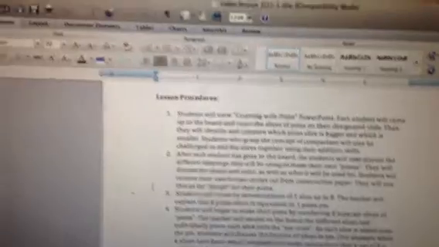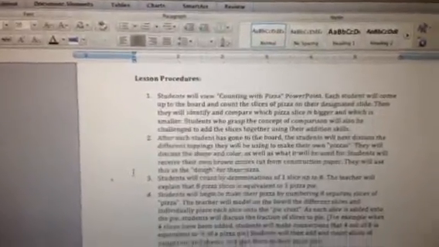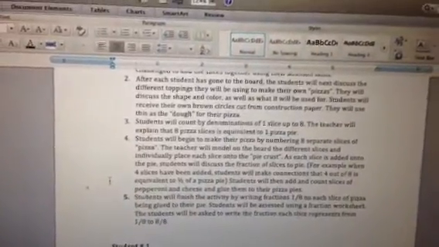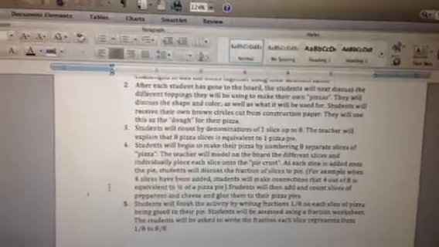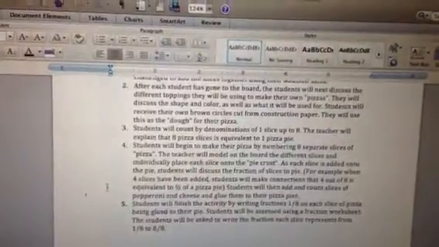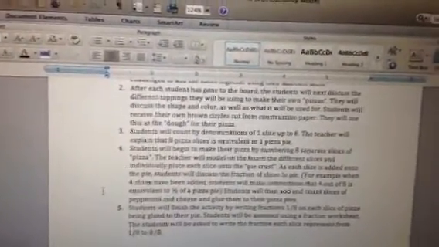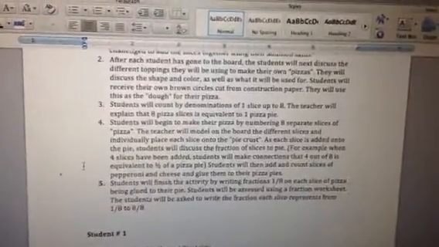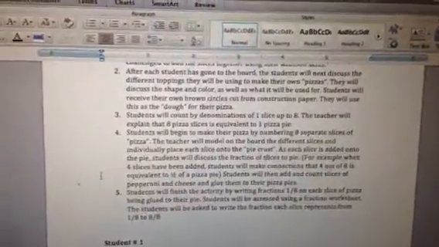Students counted by denominations of 1 slice up to 8, while the teacher explained that 8 pizza slices is equivalent to 1 pie. Students will begin to model and make their own pizzas by numbering 8 separate slices of pizza. The teacher modeled this on the board with different slices and individually placed each slice onto the pie crust. As each slice was added onto the pie, students discussed the fraction of slices to pie.